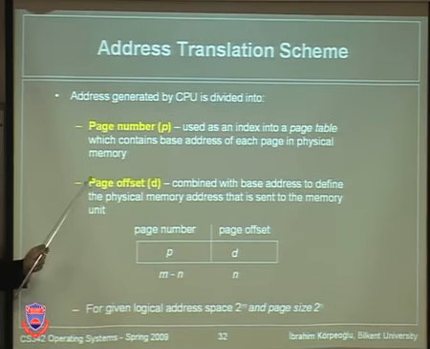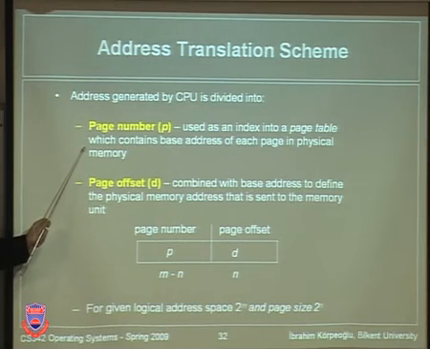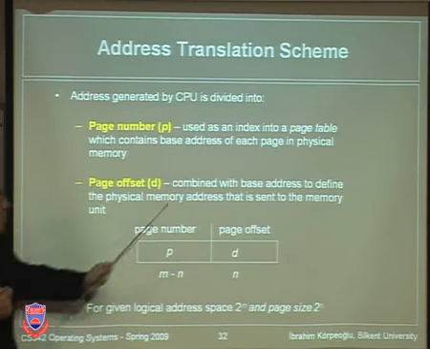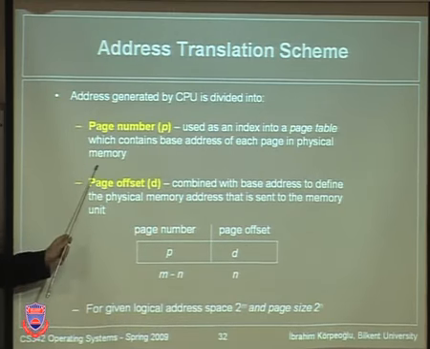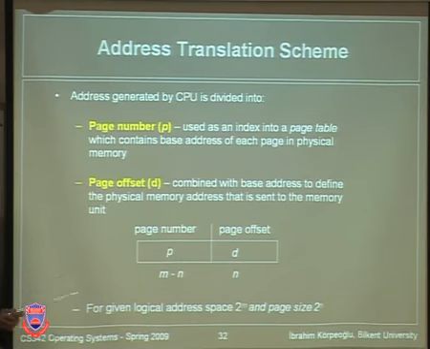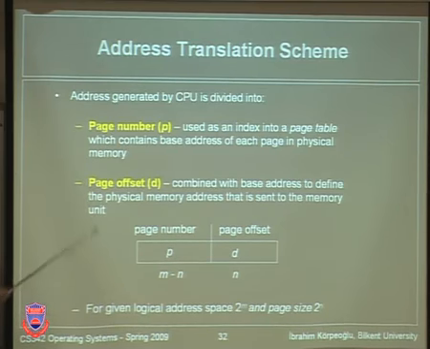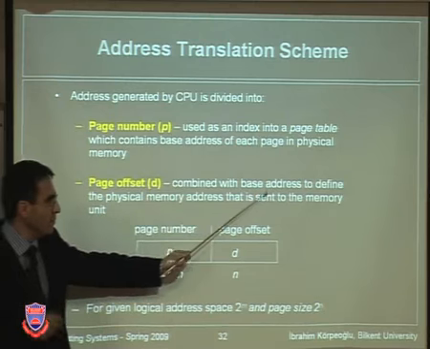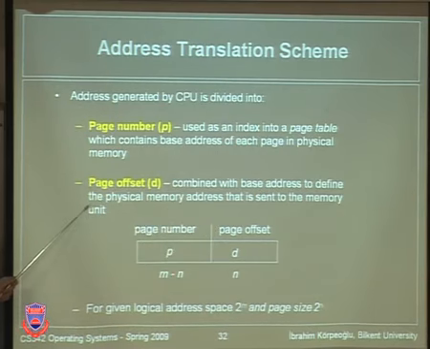So that frame number actually can be considered as the base address of each page in physical memory, into where the page is loaded, okay? So the page offset is combined with the base address, that frame number, to define the physical memory address that is sent to the memory unit, okay?